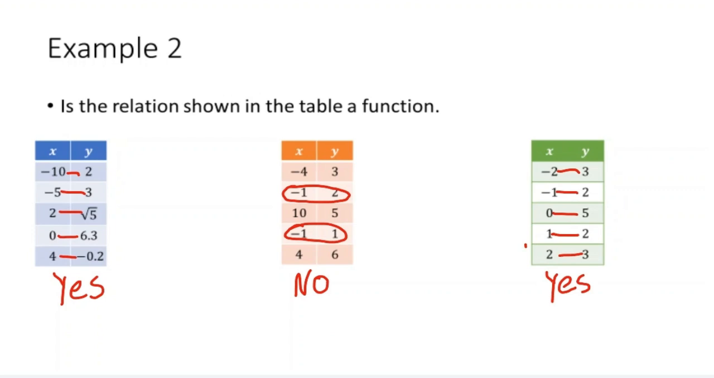Yes. Now, one thing to be careful of when identifying functions is a common mistake: some folks would identify 2 repeating twice as an output variable and have 2 different input variables. This is okay for a function. We can have 2 different inputs have the same output. It's just that we can't have one input have 2 different outputs.